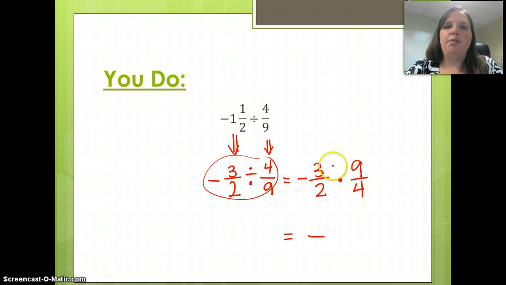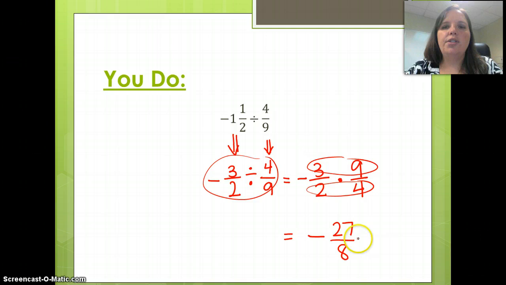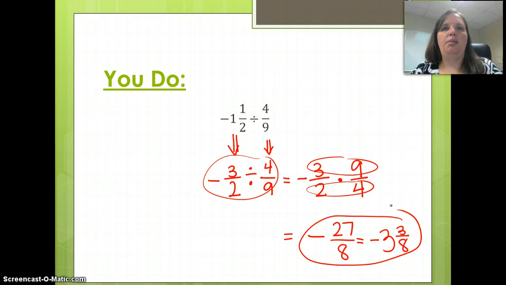So if we multiply here, we multiply the tops. 3 and 9 is 27. Multiply the bottoms. 2 and 4 is 8. So the answer is negative 27 over 8, or negative 3 and 3/8. Either one of those answers would be more than acceptable. No simplifying necessary. So this was a review of operations with fractions. We will practice in class tomorrow.